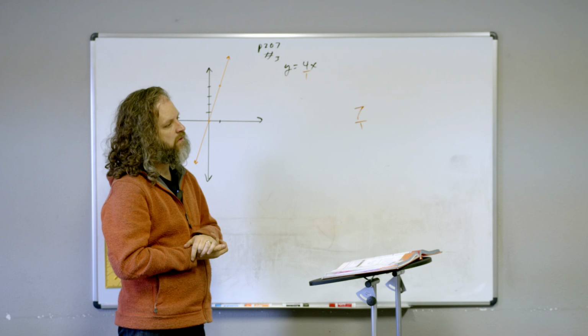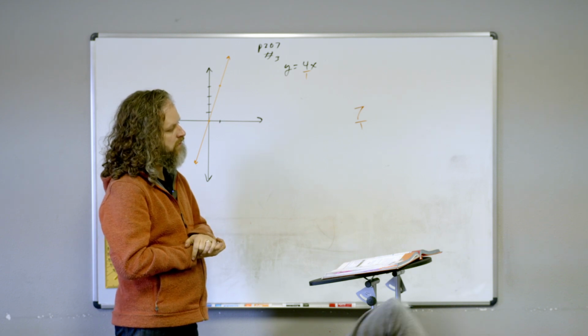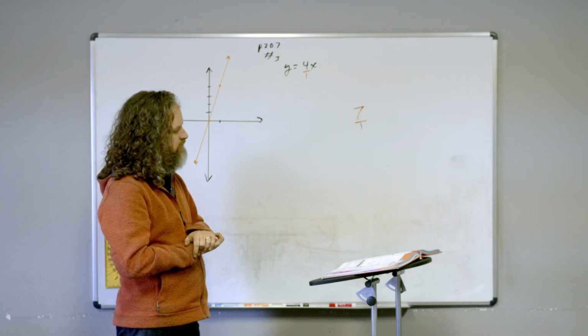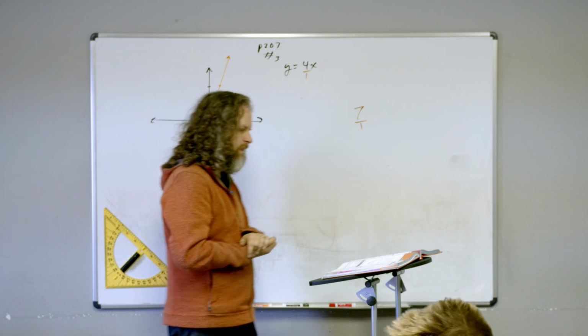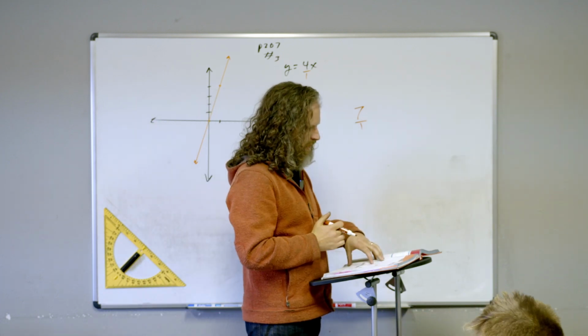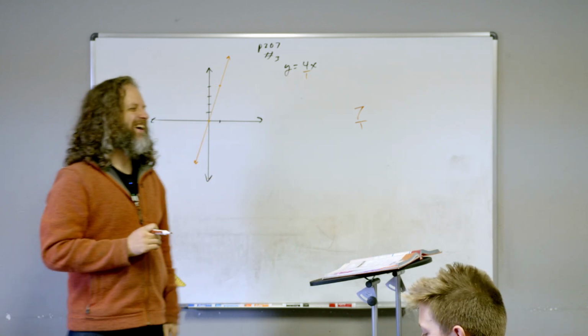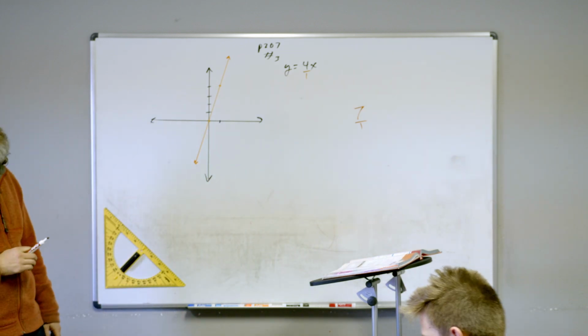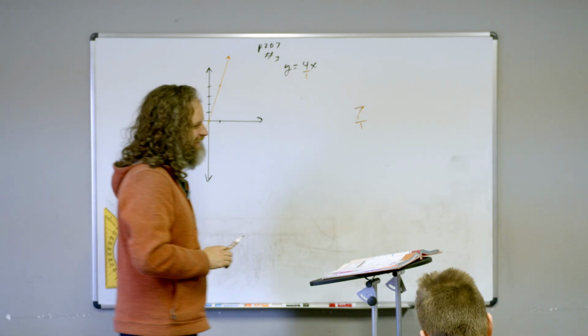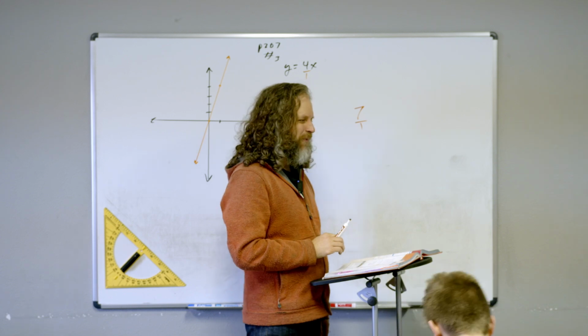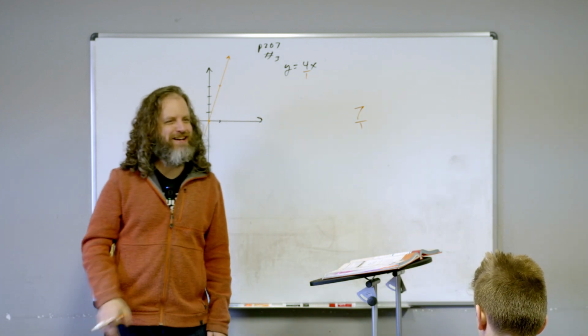Why did I go from -4 to -2? What are you saying? We're on problem 3, right? Problem 3 from 207. There we go. I thought it was showing 207. I was like, wait a second. Yeah, on page 207, number 3. I was like, since when have we been doing this? What kind of magic is going on?